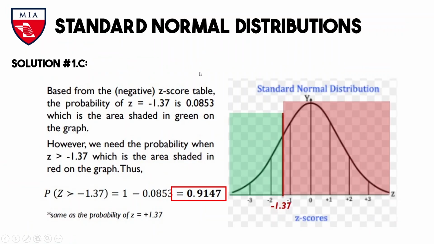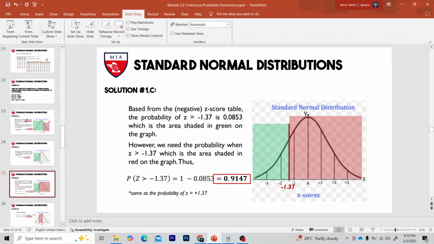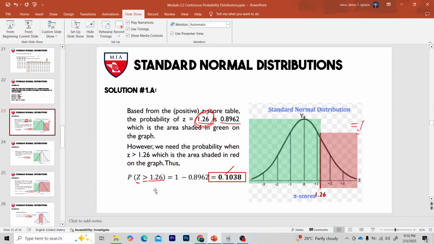Okay. So based on the negative z-score table, the probability of z negative 1.37 is 0.0853, which is the area shaded in green on the graph. However, we need the probability when z is greater than. Therefore, if the z is greater than, you need to subtract the value from 1. Remember that. So, like in the first example, the z is greater than. Therefore, we need to what? Subtract the value from 1.